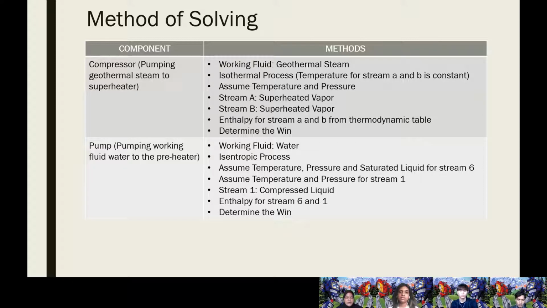The second one is the pump, which pumps the working fluid water to the preheater. So the working fluid is water and it is an isentropic process. We assume the temperature, pressure and saturated liquid for stream 6 and we assume the temperature and pressure for stream 1. From the thermodynamic table, we know that stream 1 is compressed liquid. So the enthalpy for stream 1 and 6, we find from the thermodynamic table and lastly we determine the W in.